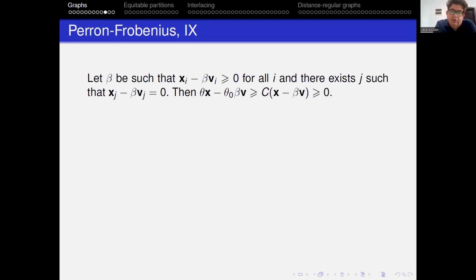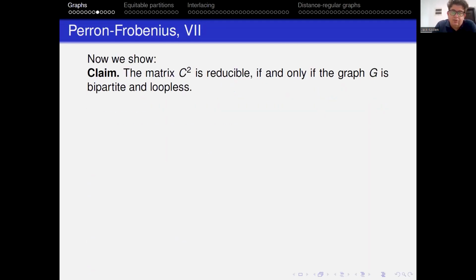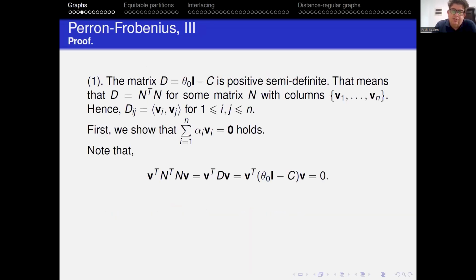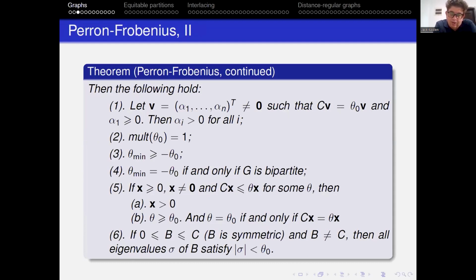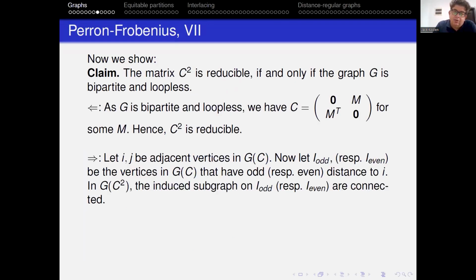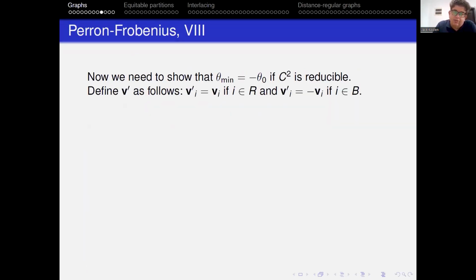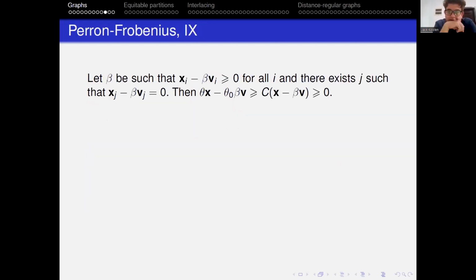Now we want to show the B part. Maybe I should go back for now to the Perron-Frobenius theorem. I know that this is bad behavior, but okay. So we had to show that theta is at least theta 0, and theta is theta 0 if and only if Cx is theta x. That is what we have shown. So that is where we are now. We have to show that theta is greater or equal to theta 0.